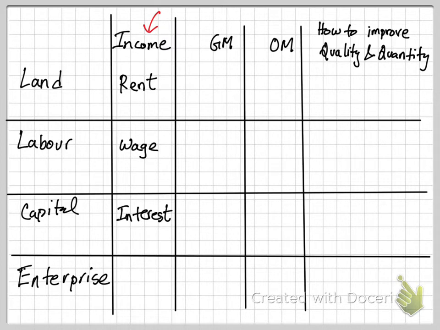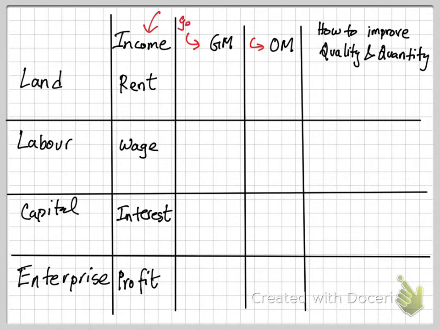And the income of an enterprise is very intuitive. If you own a business, if you run a business, if you combine everything, then your reward should be the profit that you get from the business, right? And we need to know two other things, which is the geographical mobility and the occupational mobility.